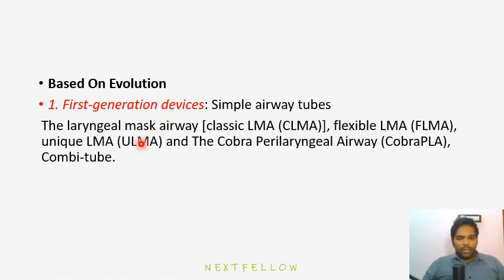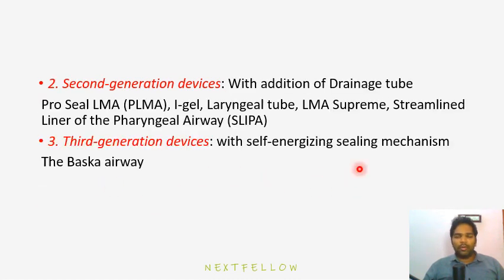Then based on evolution, the first generation devices, these are all simple airway tubes: LMA Classic, then Flexible LMA, Unique LMA, Cobra LMA, and Combitube. All these are first generation because they have only the airway passage. Second generation is with an additional drainage tube for gastric decompression, that is ProSeal LMA, i-gel, laryngeal tube, LMA Supreme, Slippa.